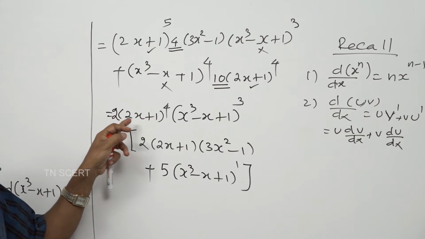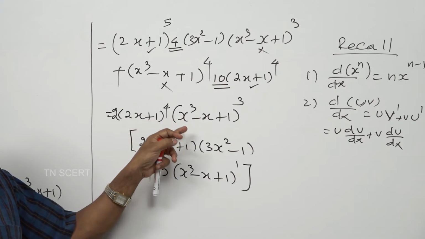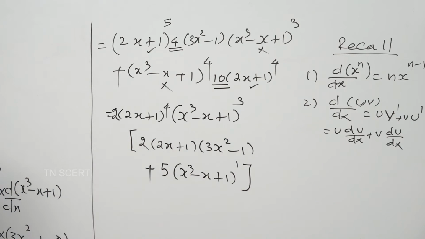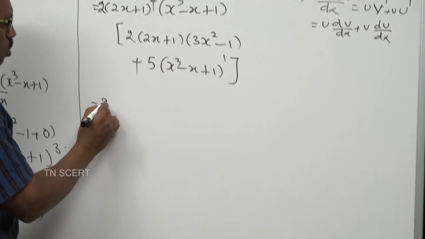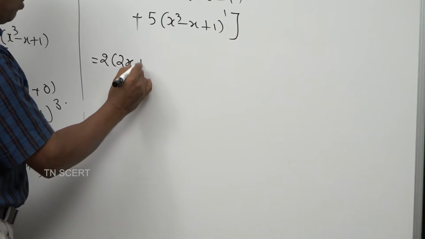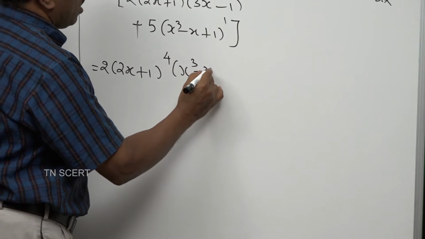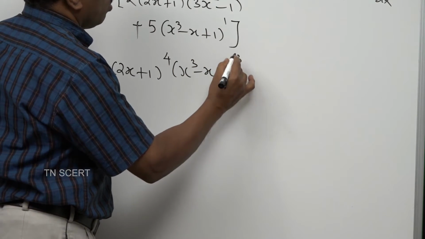So 2 bracket 2x plus 1 whole power 4, x cube minus x plus 1, only this part I am supposed to simplify. So let me take 2 bracket 2x plus 1 whole power 4, x cube minus x plus 1 whole cube.